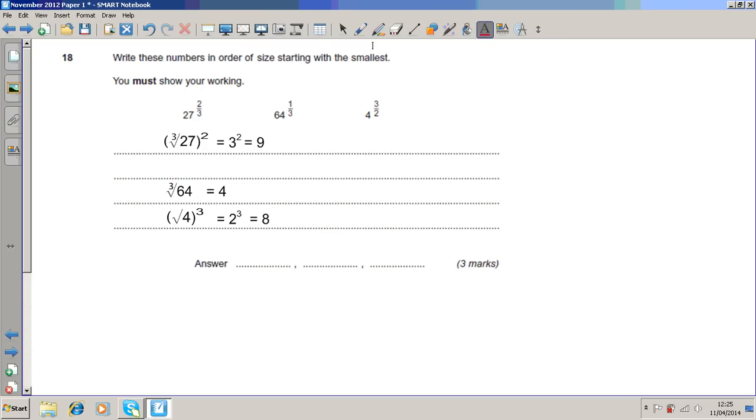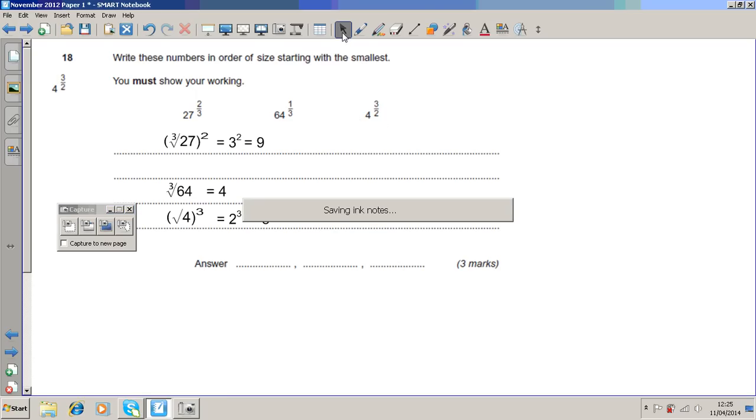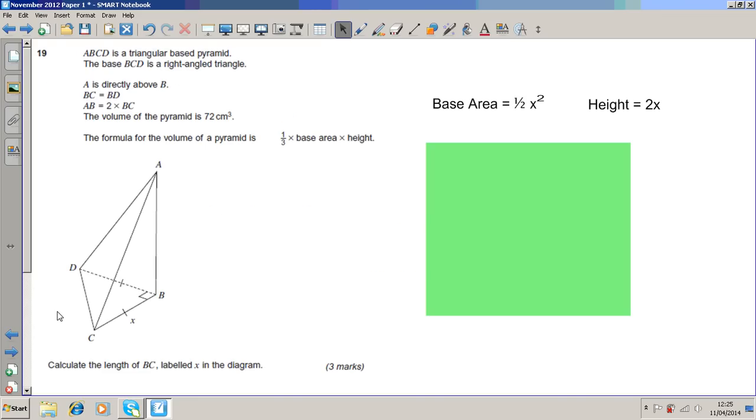So now, in order from the smallest to the biggest, we're going to have, I'm going to take little pictures. So smallest to biggest, the smallest is third root of 64. So that's that one. The next smallest is that one, and the last is that one. Job's a good one.